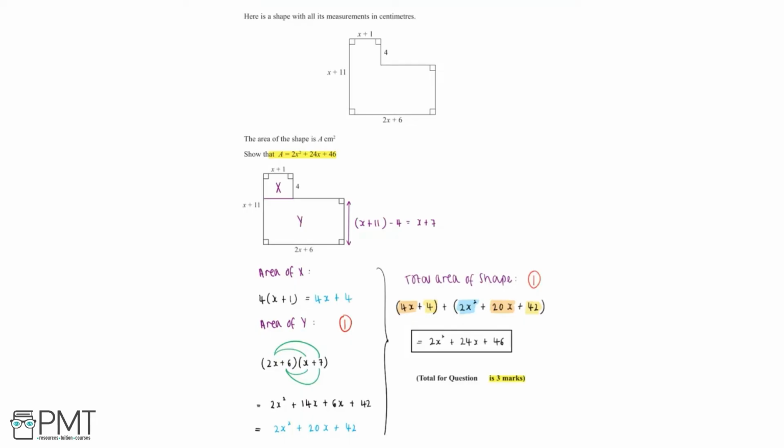And we get the third and final mark for correctly adding these 2 expressions together in order to find that the total area of the shape is equal to 2x squared plus 24x plus 46, which is exactly what we needed to prove. And so we've now achieved the full 3 marks needed in this question.